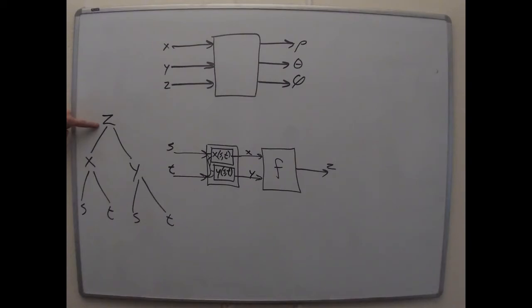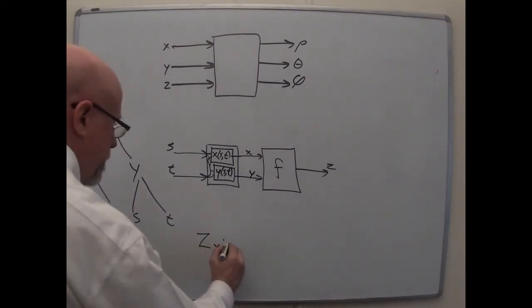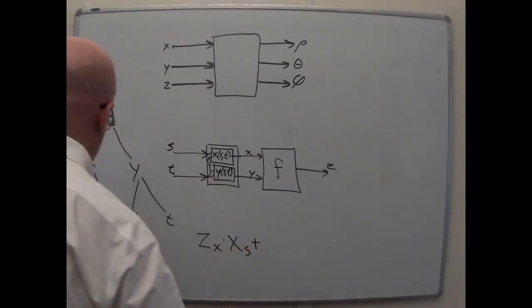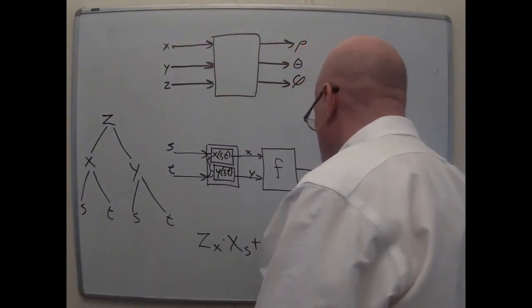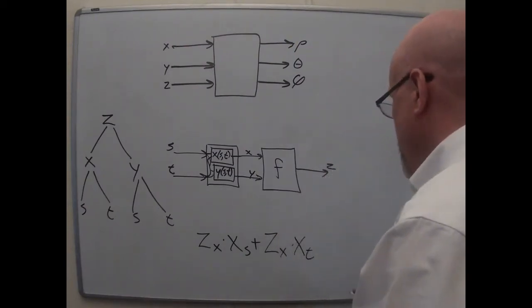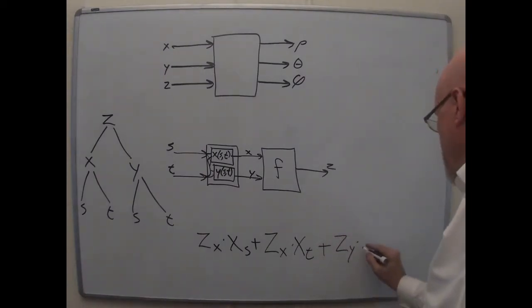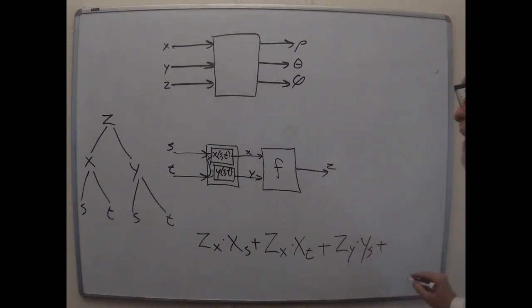Notice that we're in the partial derivative setting because x has two inputs, y has two inputs, z has two inputs. So what would it be? It would be z's x derivative times x's s derivative plus z's x derivative times x's t derivative plus z's y derivative times y's s derivative plus finally z's y derivative times y's t derivative.